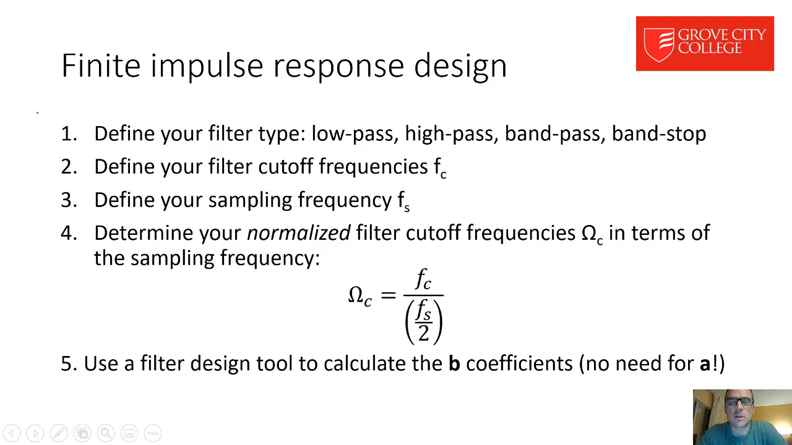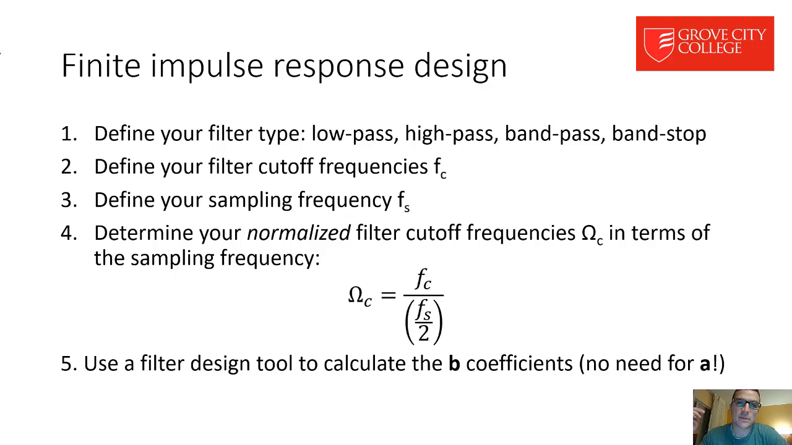All right, so when we do finite impulse response, here's the design sequence. First, we're going to define our filter type. Do we want a low pass? Do we want a high pass? Do we want a band pass or a band stop? And then, depending on which type you have, at least one cutoff frequency, maybe more. So you define those. Then you think about your sampling frequency.